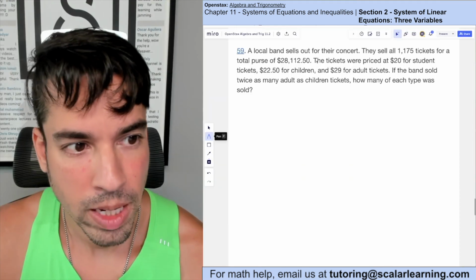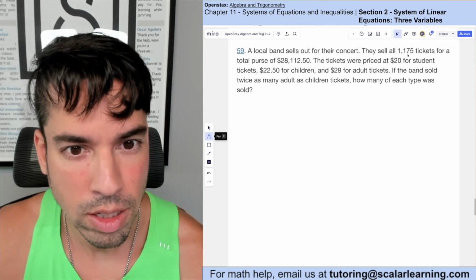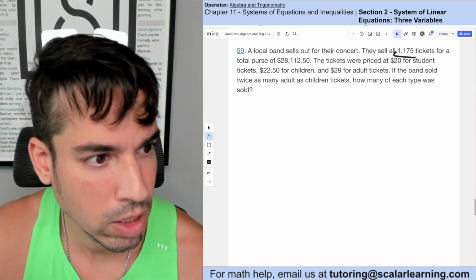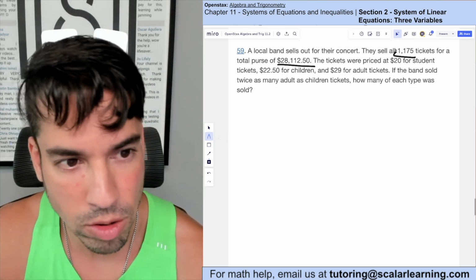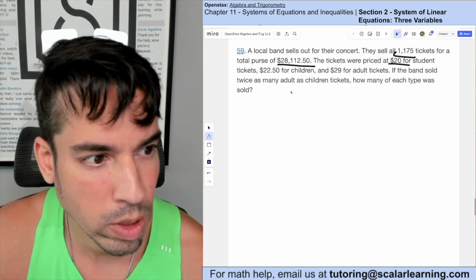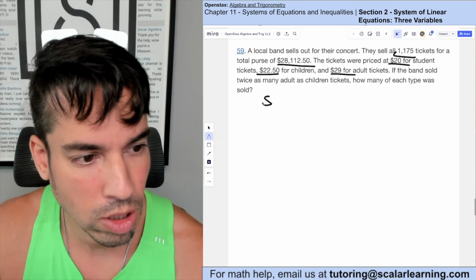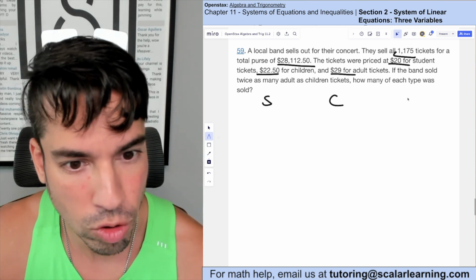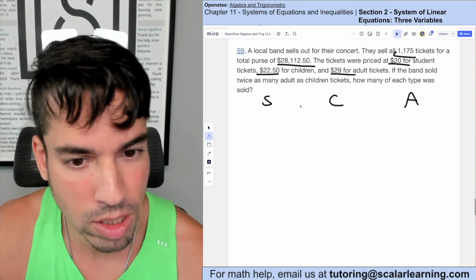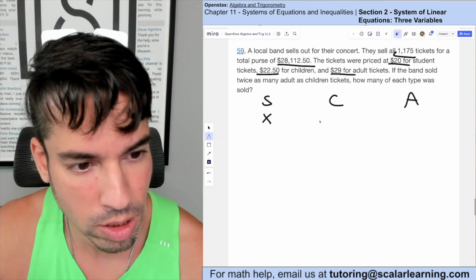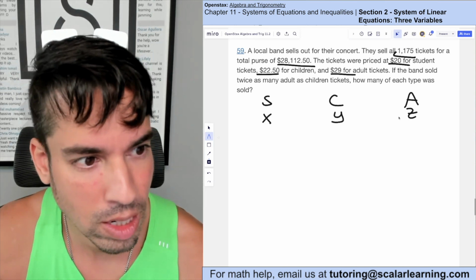Done. A local band sells out their concert. They sell all 1175 tickets for a total purse of $28,112.50. The tickets were priced at $20 for students, $22.50 for children, and $29 for adults. So these are going to be the three categories: students, children, and adults. But we're not going to use these variables. I don't like S as a variable, so we'll just say X, Y, and Z.